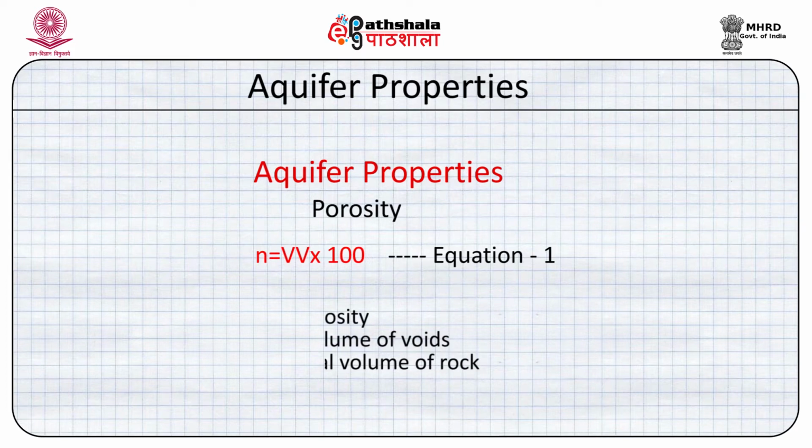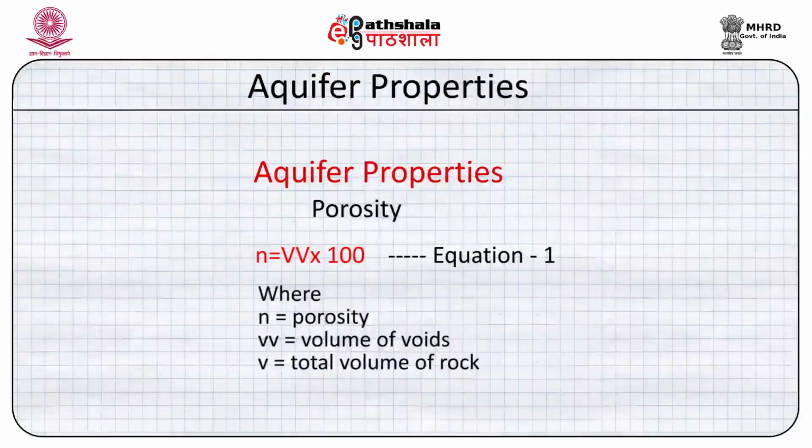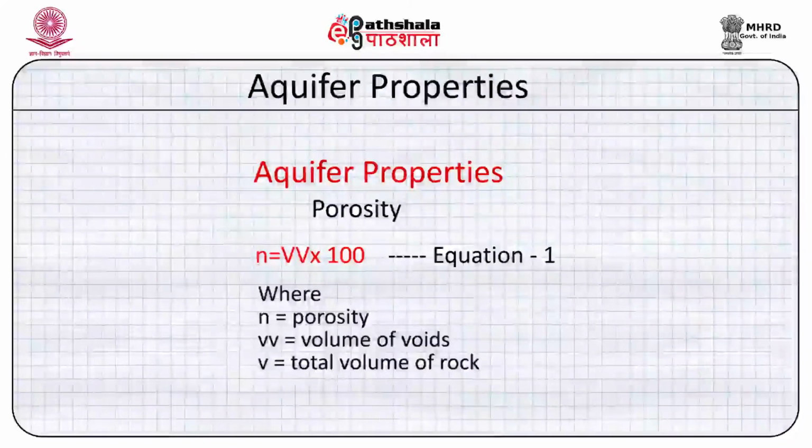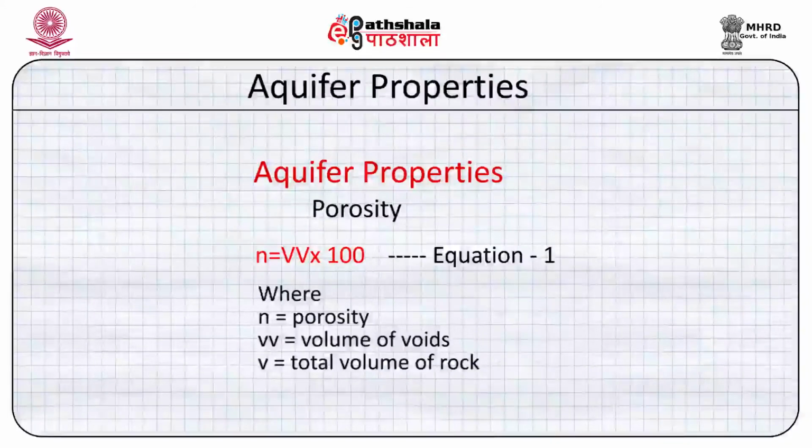You have N, which is porosity. In numerator, you have VV, which is volume of voids. In denominator, you have V, that is total volume of rock. Mostly porosity is expressed as percentage. That's why you multiply by 100.